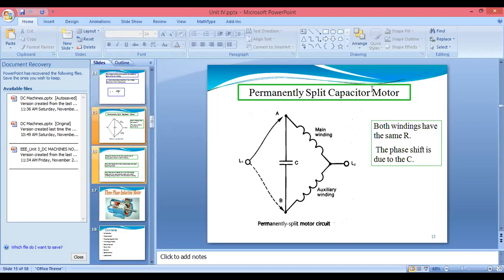Here we are supposed to study the permanently split capacitor motor. If you see, this is the main winding. Main means the armature winding, and this is the field winding, the auxiliary winding. Here both windings have the same impedance. R is nothing but the impedance, resistance. And the phase shift is only because of the capacitor. If you see here, we are connecting the capacitor in between the main winding and the auxiliary winding. So the phase shift will depend on the value of the capacitor.